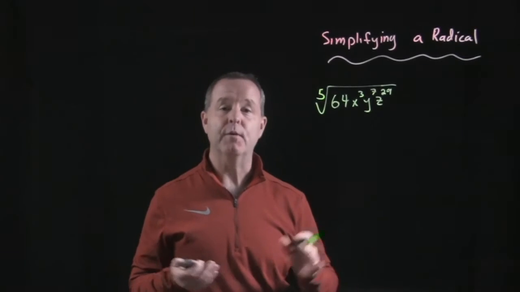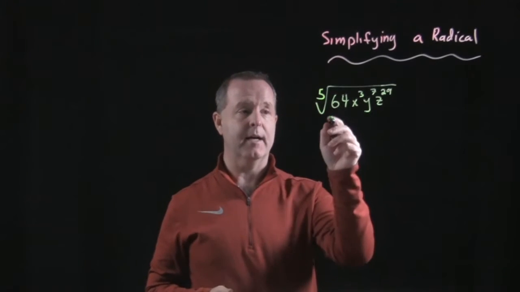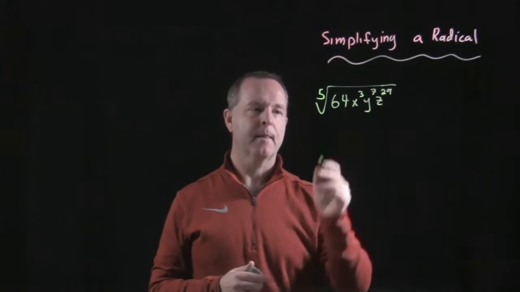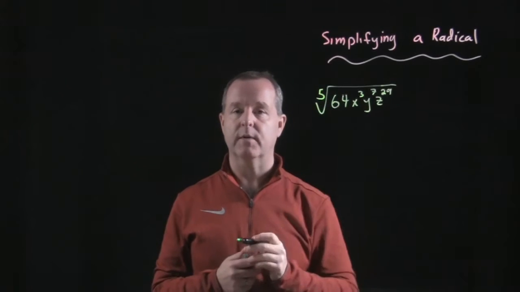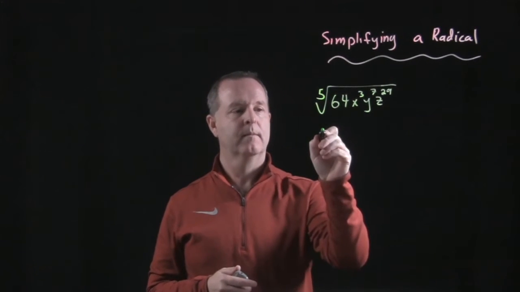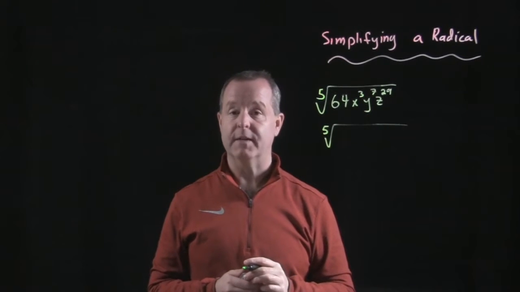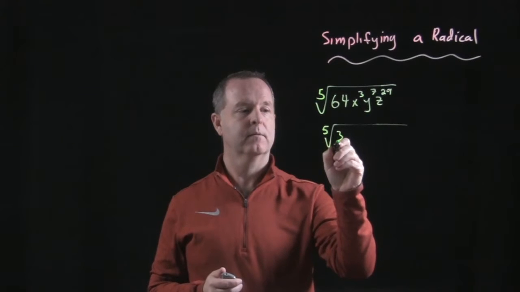Lastly, another example, this one's using a fifth root. So our goal is to look at each of the terms within the base, or within the radicand, and refactor them into something that factors with a perfect fifth root. So 64, one of its factors that's a perfect fifth is a 32.